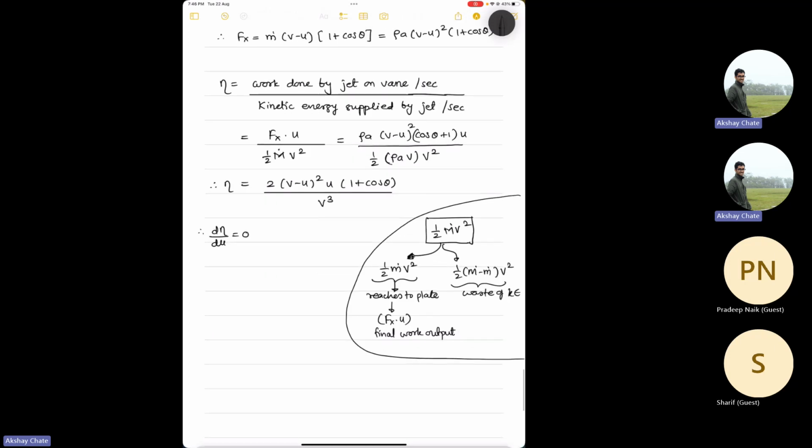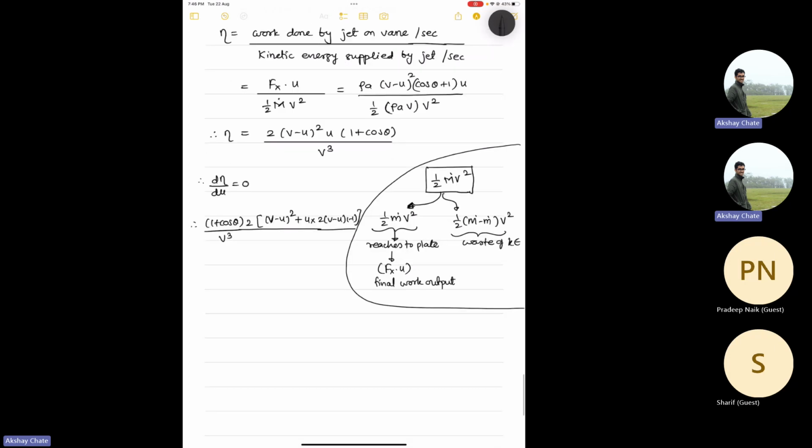So if you do this to this efficiency expression, 1 plus cos theta remains as it is because it's not a function of u. Then V cube also remains as it is, and 2 also remains as it is. The inner part will have some changes because there will be the chain rule now. One term will be (V minus u) square as it is, and u will be differentiated. In another term, it will be u into 2 into (V minus u) into minus 1. I am assuming everybody knows the chain rule, and this will be equal to 0.